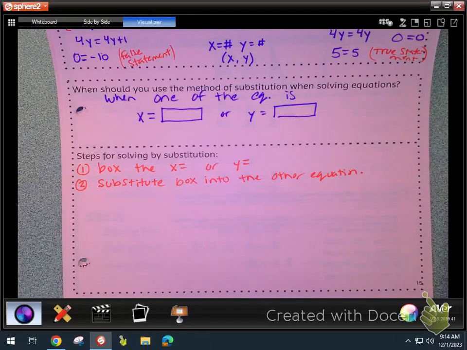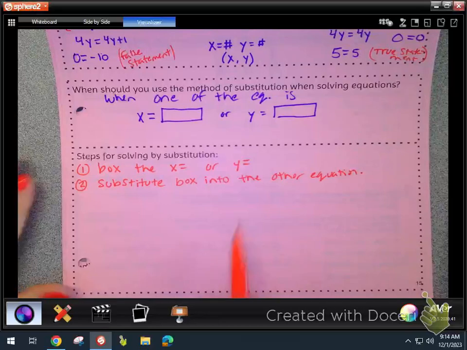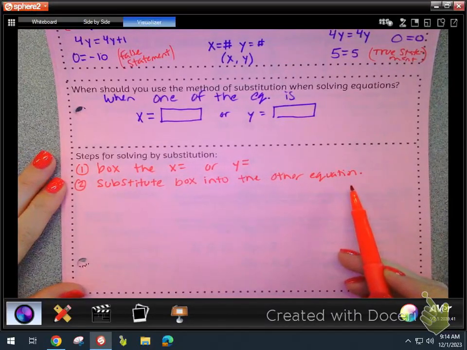I made the analogy in sports yesterday. You're going to sub in a quarterback. You're going to take out the original quarterback, but you have to sub in the same position because that's what makes sense. So substitute the box into the other equation.